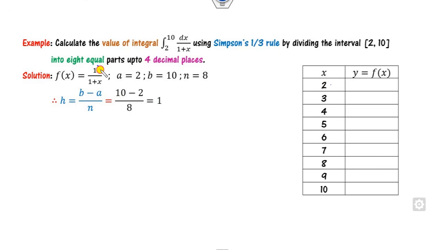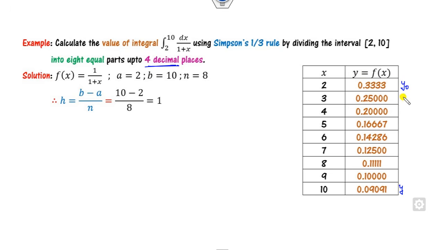Now I can substitute these values into f(x). When x is equal to 2, it is 1 over 3. When x is equal to 3, it is 1 over 4. When x is equal to 4, it is 1 over 5, and so on, and you can write them to 4 decimal places. Now this number is y0, this number is y1, y2, y3, y4, y5, y6, y7, y8.